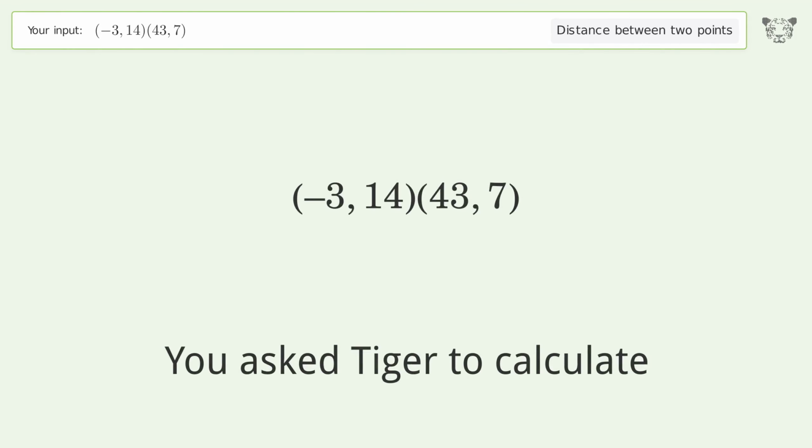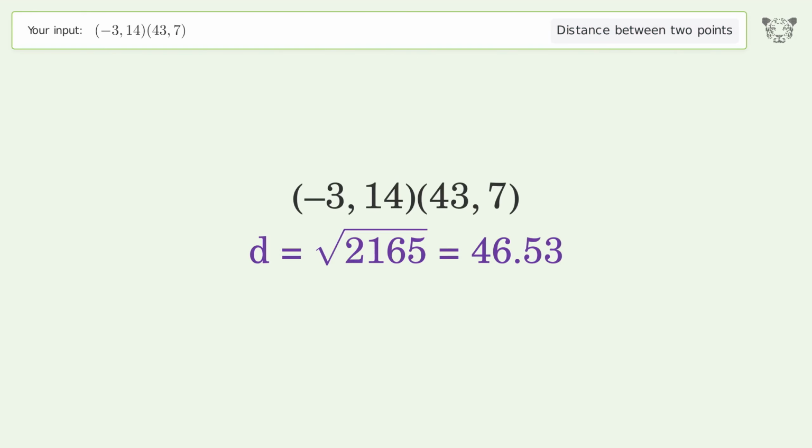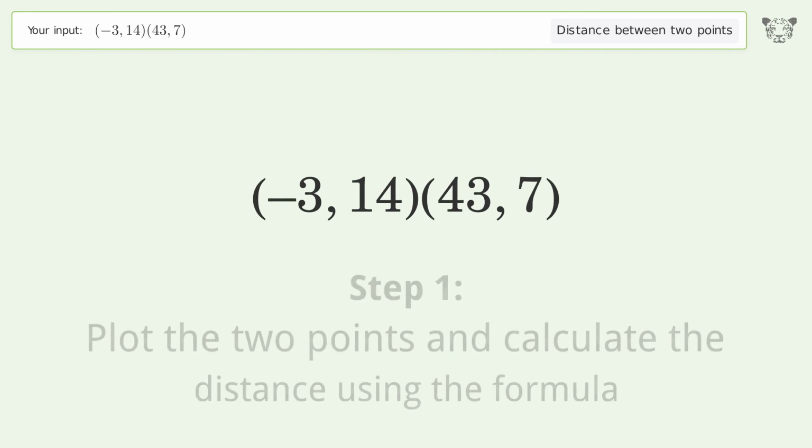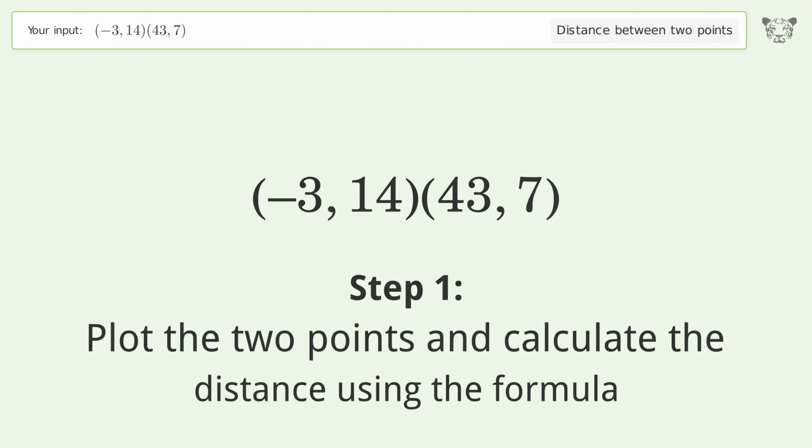You ask Tiger to calculate. This deals with the distance between 2 points. The distance between the 2 points is the square root of 2,165, or 46.53. Let's solve it step by step. Plot the 2 points and calculate the distance using the formula.